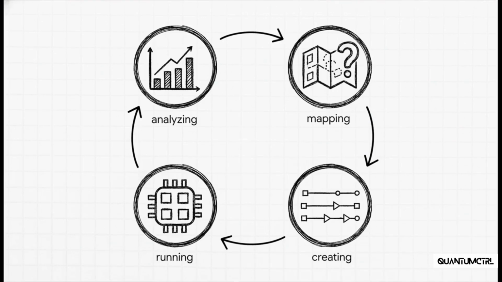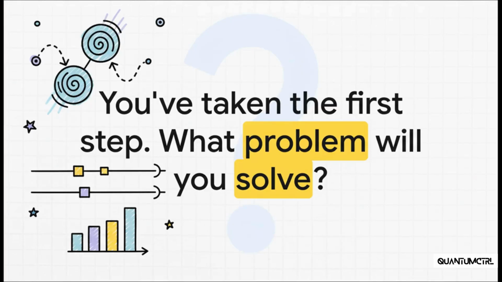And the best part is, you now understand the fundamental process. It doesn't matter if it's 2 qubits or 200. The workflow is the same. You map a problem, you create a circuit, you run it on the hardware, and you analyze the data. You've just seen the entire quantum development cycle, from start to finish. You've taken the first step. You've seen the evidence of entanglement with your own eyes. So the only real question left is, now that you know how it works, what problem will you try to solve?